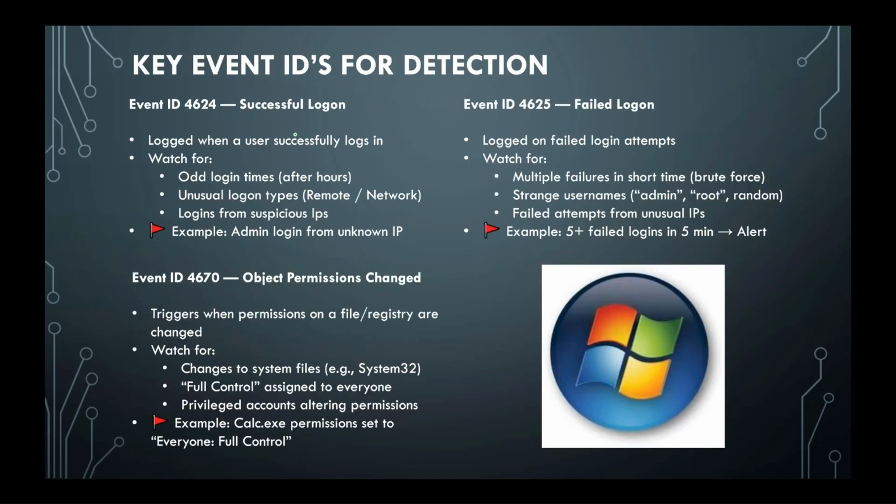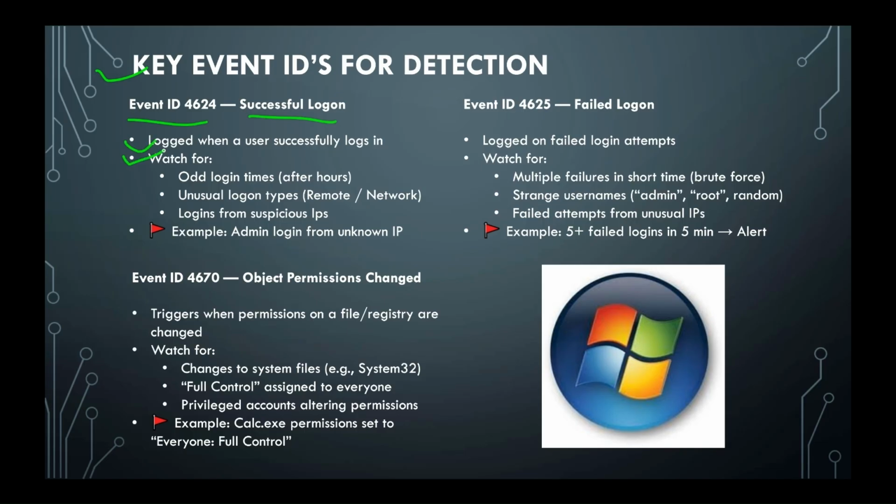So, key event IDs for detection. Now that we got a sense of the importance of these logs, let's dive into the specific event IDs that you should be paying attention to in your Windows event log for detecting suspicious behavior. So number one, 4624. This is for successful logon. This event is logged whenever a user successfully logs on to a Windows machine. While a successful logon event doesn't automatically mean malicious activity, monitoring this event can help detect unauthorized access or privilege escalation.